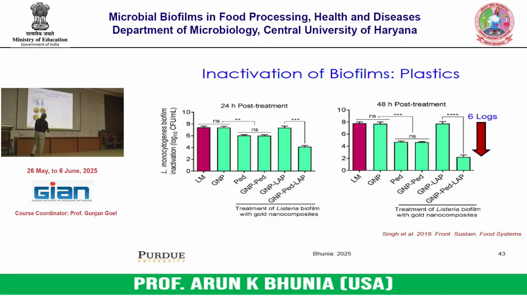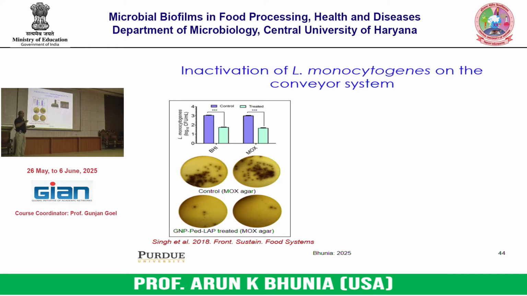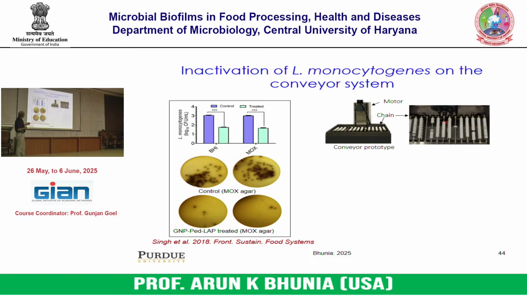And another application you can do right on the plate. You can do it on the conveyor belt where the actual problem is in the industrial setting. You can use that to inactivate biofilm-forming microbes. And these are good ways to monitor it. So if there is a dark color, that means the sample areas are positive.